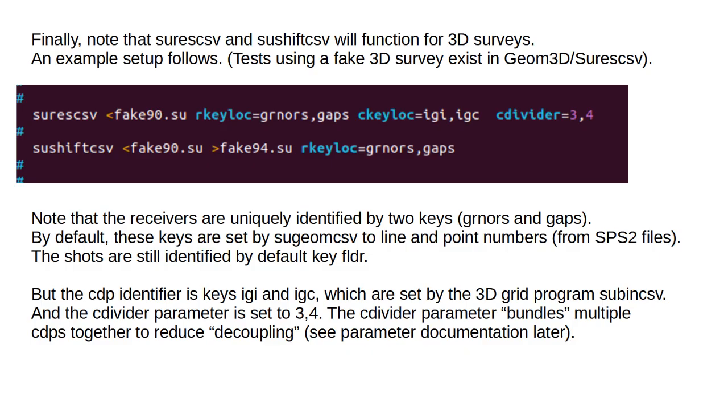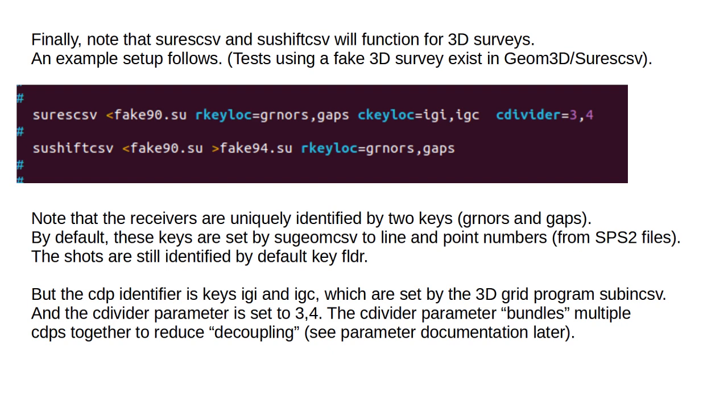Finally, note that surescsv and sushiftcsv will function for 3D surveys. An example setup follows. Tests using a fake 3D survey exist in Jum3D surescsv.